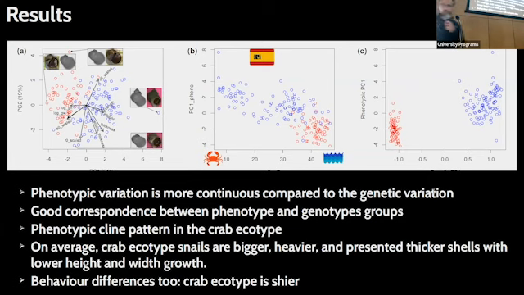Okay, now I'm just going to say a few words about the phenotypes.